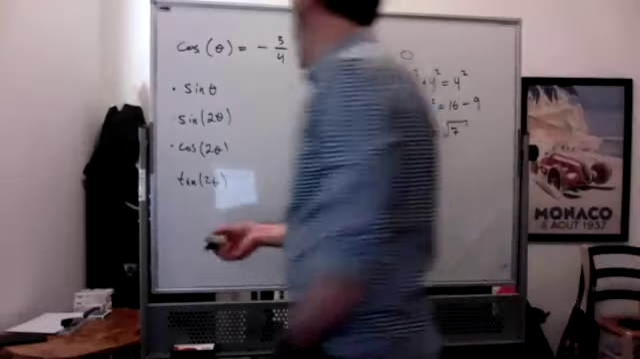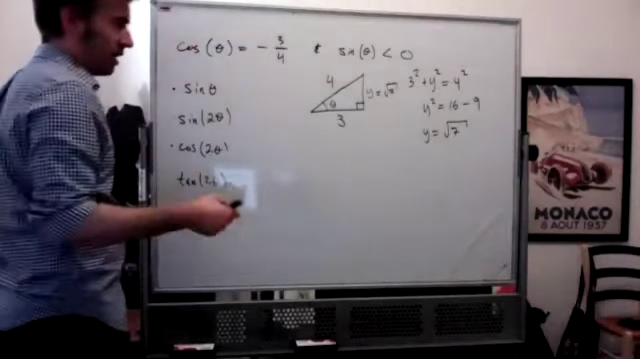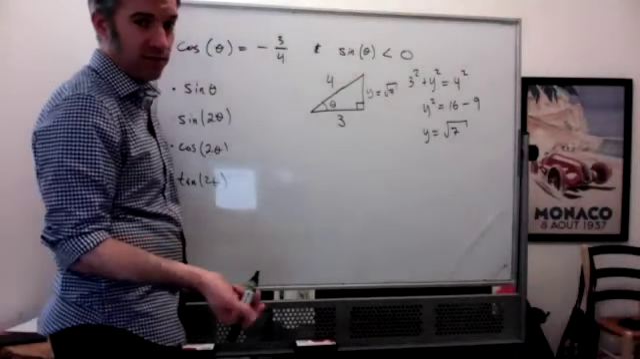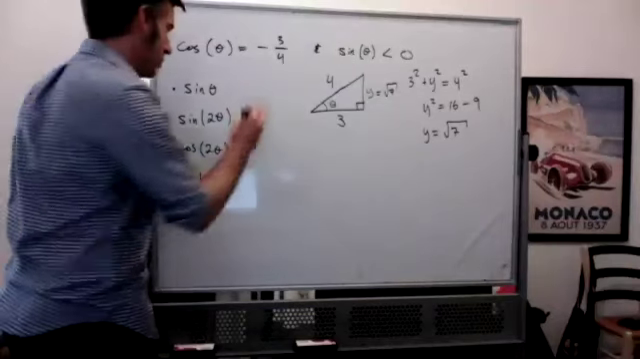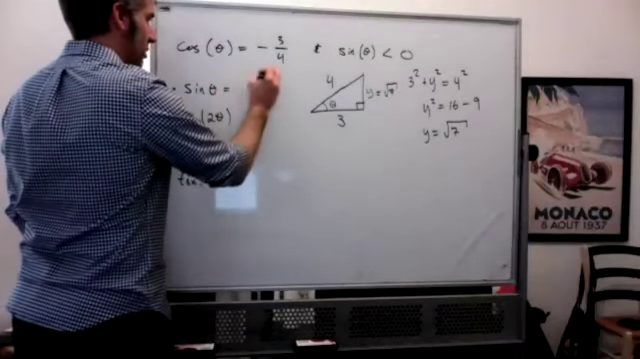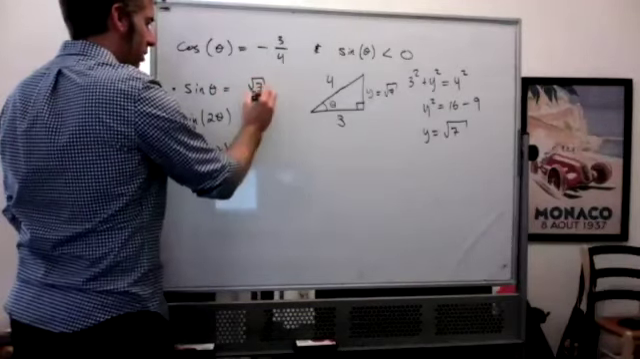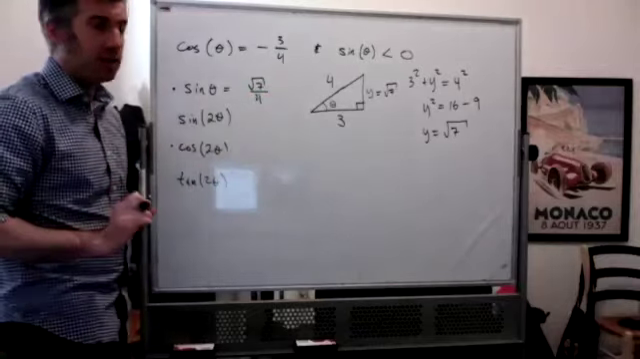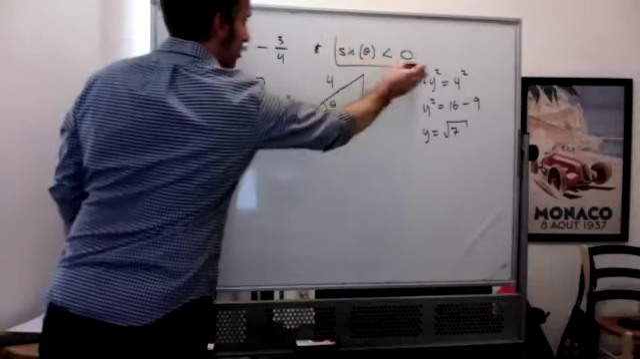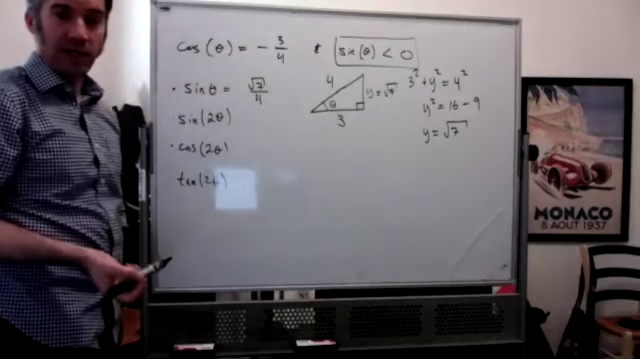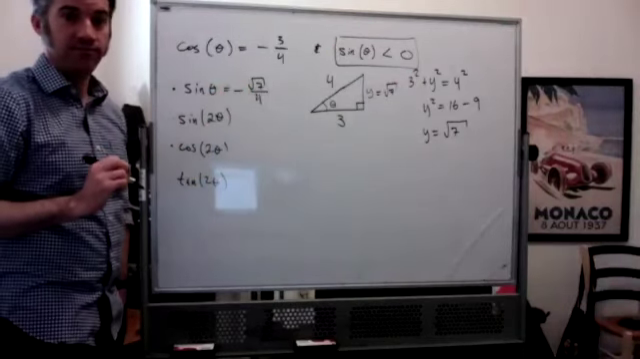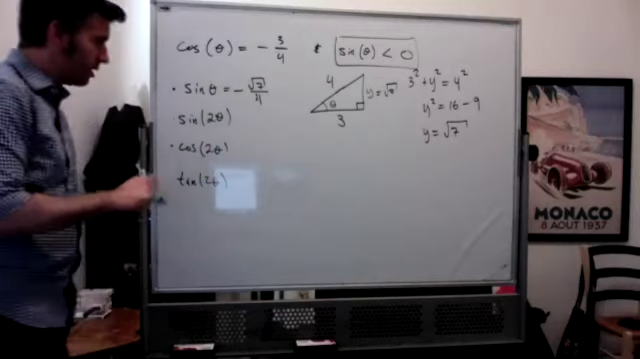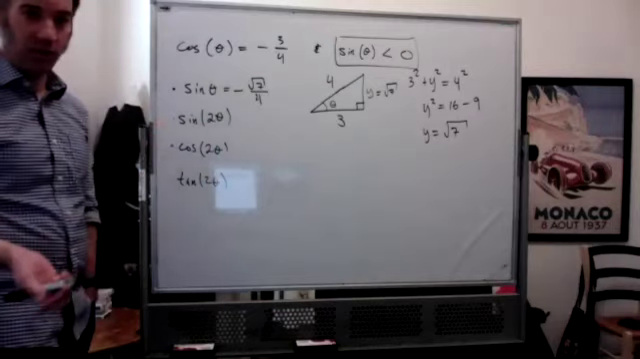So then I want to find sine of theta. That's really easy for this problem. I know that sine of theta is the opposite over hypotenuse, so it's going to be square root of 7 over 4. But we have been told that sine of theta is negative. So it's negative. Great. To find the rest of these, we have to use the formulas.